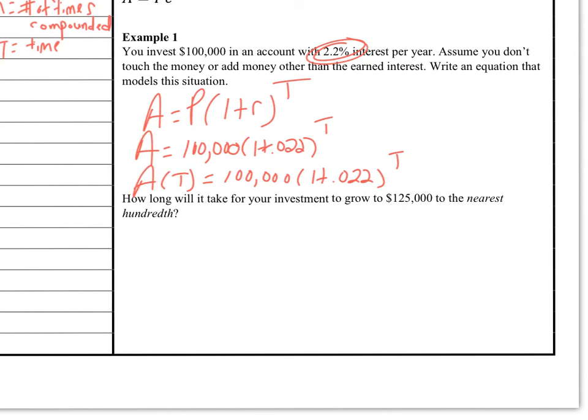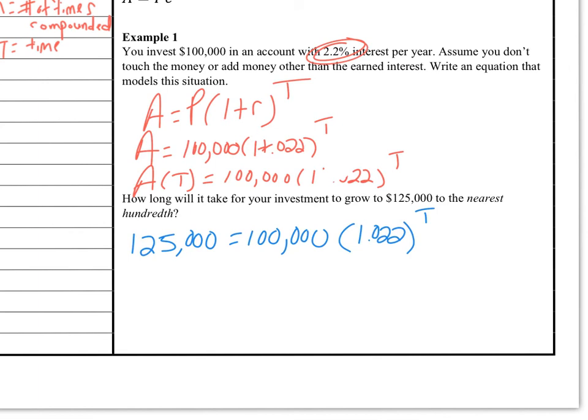So I want to have 125,000 equals the 100,000, and then we have the 1.022. I don't know why I didn't change up above, but I totally should have. 1.022. That's what I should have had there, to the power t. And we're going to work backwards and solve. Just give me a second.